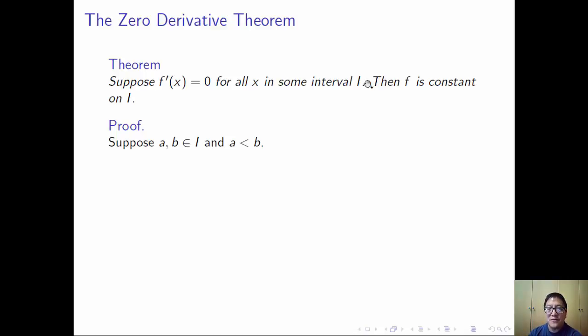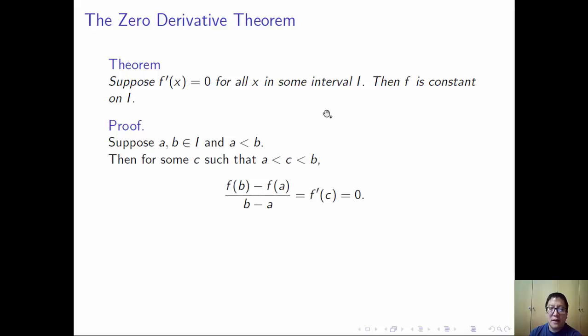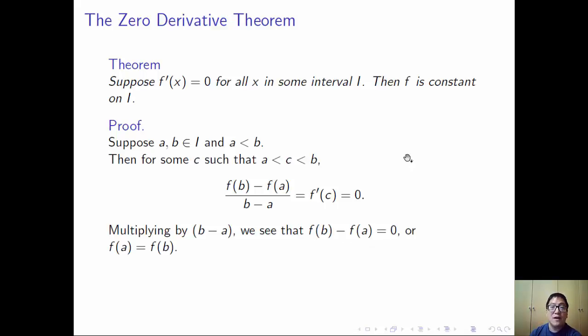Suppose a and b are points in I, and might as well let a be less than b just for the sake of notation. Then applying the mean value theorem to the closed interval [a, b], we see that for some c between a and b, the average rate of change on [a, b] is equal to the instantaneous rate of change at c. So (f(b) - f(a))/(b - a) is equal to f prime of c, which has got to be equal to 0 because f prime of x is always equal to 0. That's our original assumption. So if you multiply both sides by b minus a, we see that f(b) minus f(a) is equal to 0.